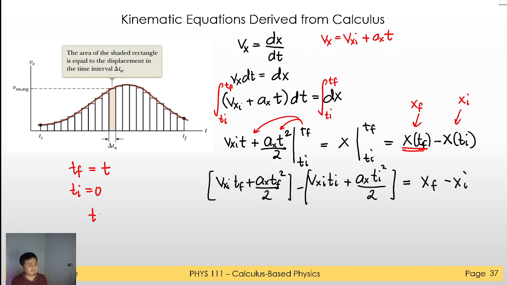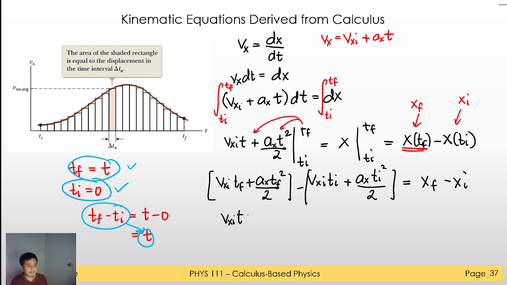So therefore, tf minus ti will be equal to t minus 0, which is equal to t. So we can utilize this, or just simplify this to substitute into our function. So this will be dxi t plus ax t over 2 squared minus, so this will cancel out to 0, since we know that ti is equal to 0. So we can just omit this, and then it equals xf minus xi.